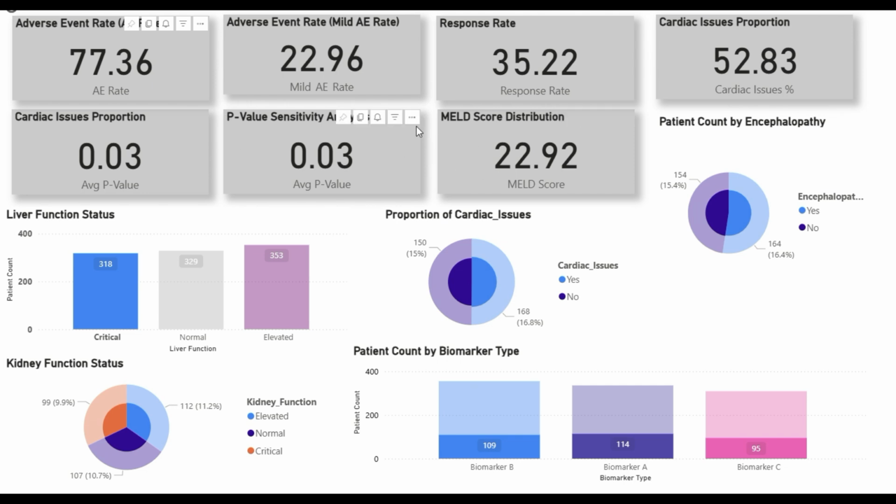Higher MELD scores, more frequent encephalopathy, and worsening kidney function are evident, reflecting multi-organ strain in this group. The biomarker profile also shifts, helping researchers identify altered biological responses in these patients. This example shows how filtering by liver function status supports risk stratification and can influence inclusion or exclusion criteria.